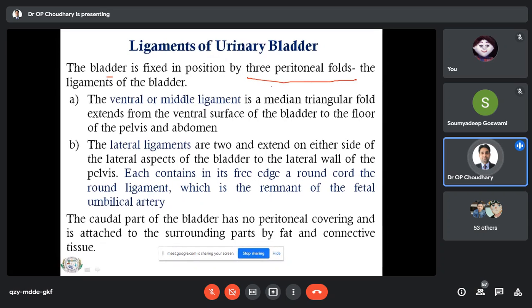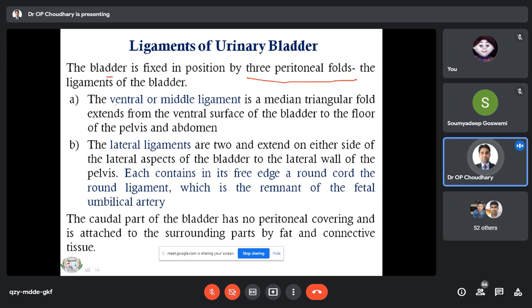Peritoneum is the covering of the organs of the abdominal and pelvic cavity along with their viscera. So the peritoneal fold is present in the abdominal cavity and the pelvic cavity, and it covers the organs, which keeps the organs of the abdominal and pelvic cavity in position. To keep the organs in position, there are ligaments on various organs. So there are three peritoneal coverings.